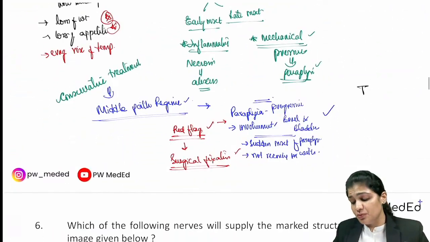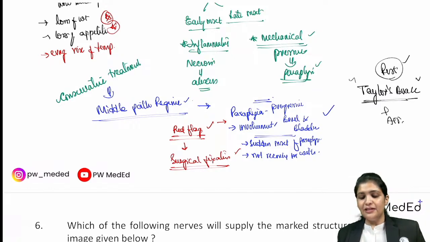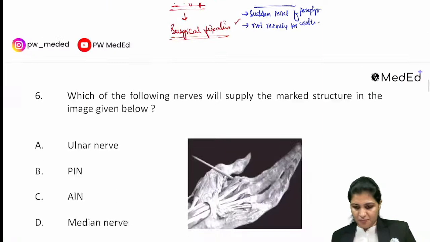And the brace which we use is your Taylor's brace for the rest of the part, plus your ATT is the treatment. So that is about the Pott spine.